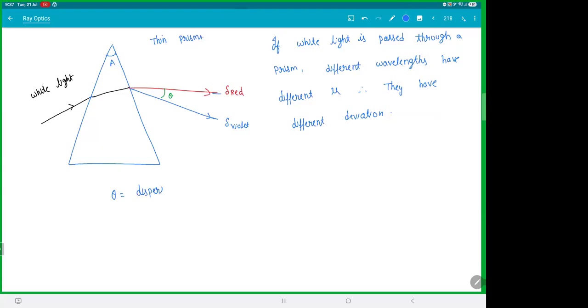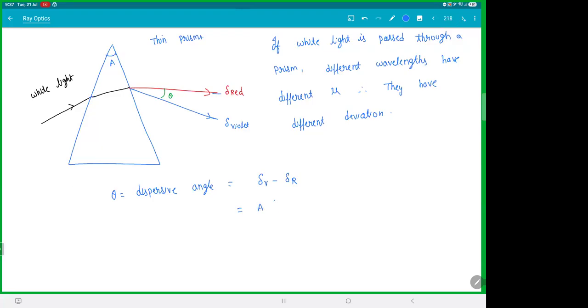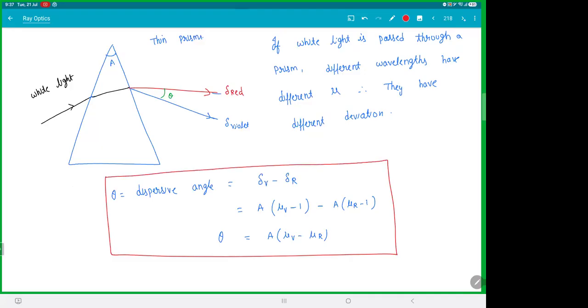There, this is your first formula here after the Cauchy's formula. So dispersive angle is the difference between delta V minus delta red. And what is the formula for delta? A into mu minus 1. So this will be A into mu violet minus 1, because basically every color will have a different refractive index, minus A into mu red minus 1. So this will give you A into mu violet minus mu R. This is your dispersive angle. This is your first formula. Clear?